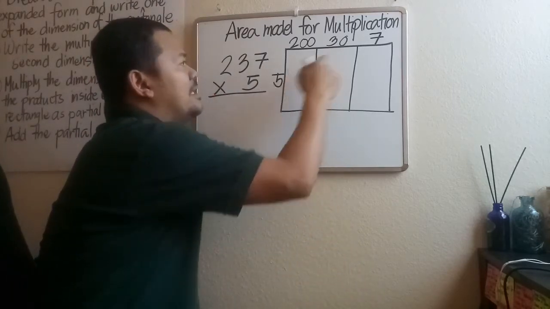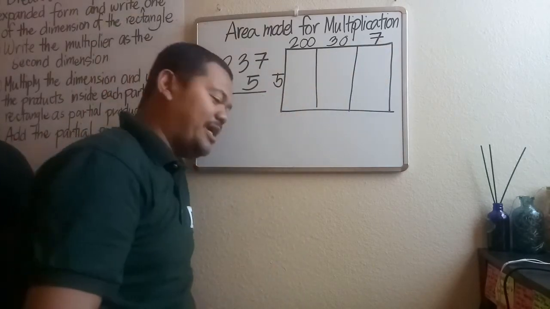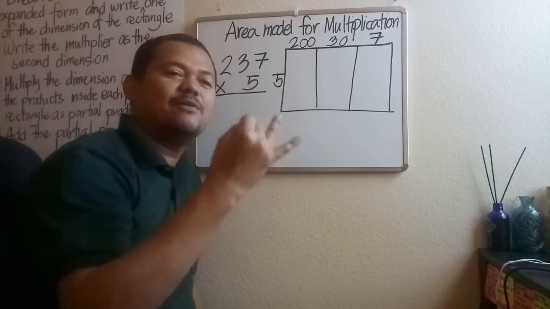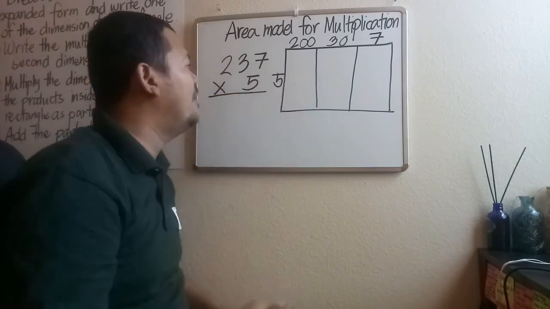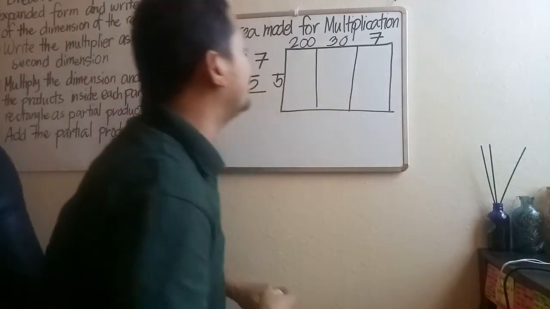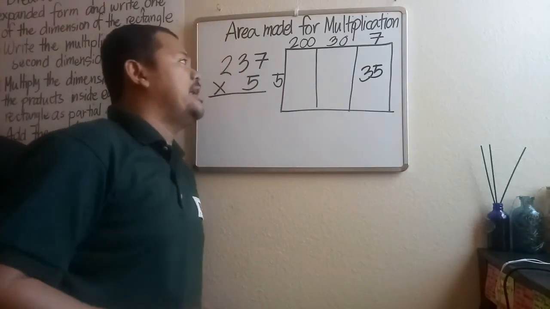Now, we got here 7 times 5. Let's count by 5. Ready, begin. 5, 10, 15, 20, 25, 30, 35. How much? It's 35. Right here, 35.